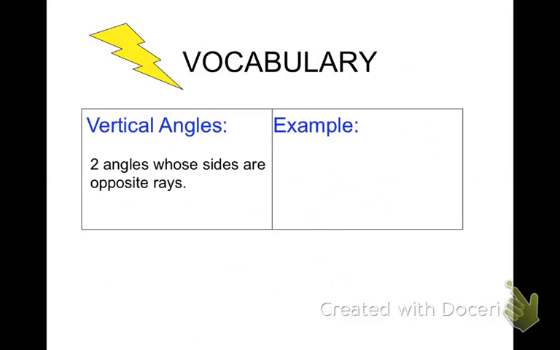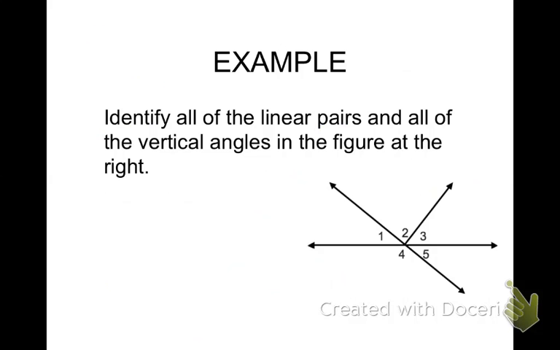Okay, so let's look at this example. Identify all the linear pairs and all the vertical angles in the figure at the right. Okay, so linear pair. Why would angle 1, 2, and 3 not be a linear pair? Because there's 3. Pair means how many? 2. Where would there be a linear pair? 4 and 5. Good. So our linear pair would be angle 4 and angle 5.